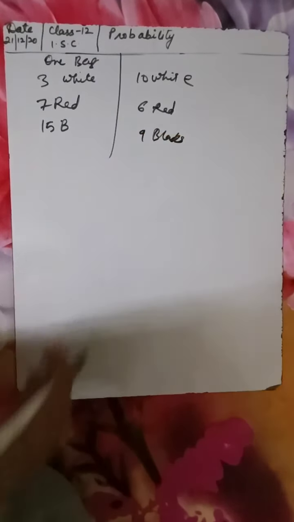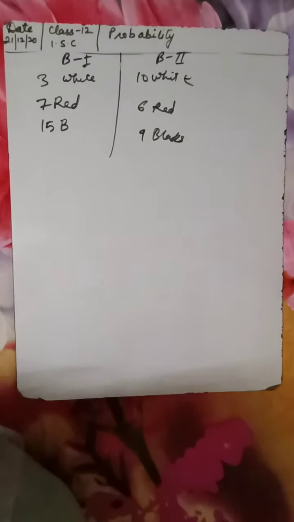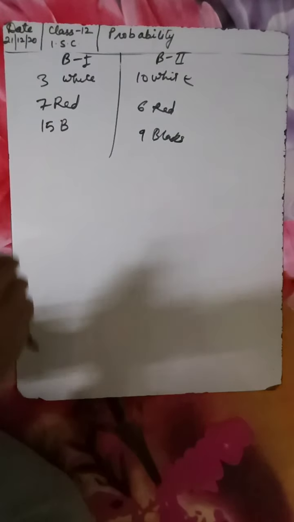One ball is taken from each bag. One ball we have to take from this bag and this another bag. Let us call them bag 1 and bag 2. So from both of them we need to pick one ball. Then find the probability that both balls will be of the same color. That is, both the balls we pick from bag 1 and bag 2 should be of the same color.